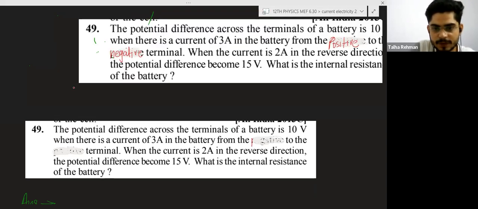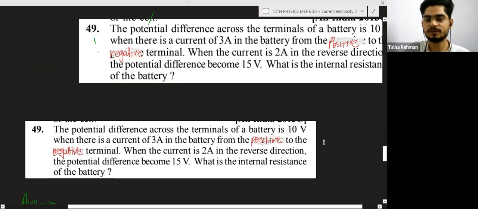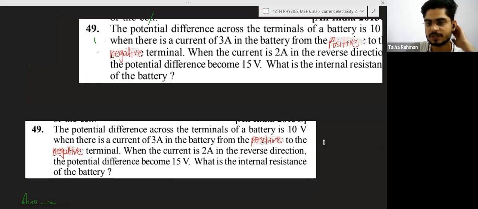So here you will write positive, here you will write negative. And you can get these questions from the portal. Actually, these questions I have given for the assignment.